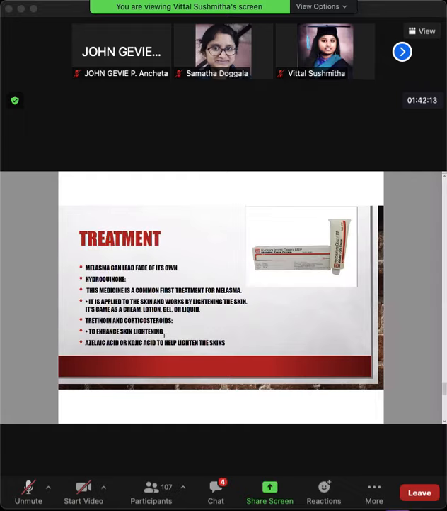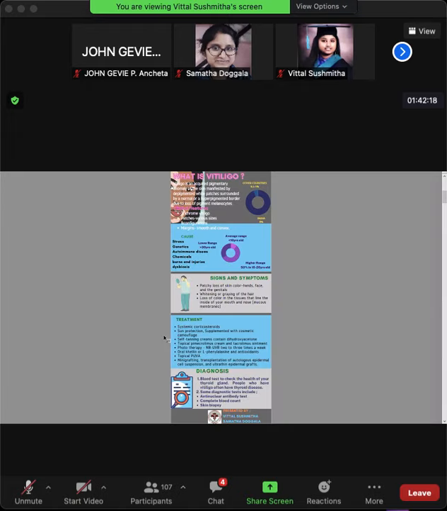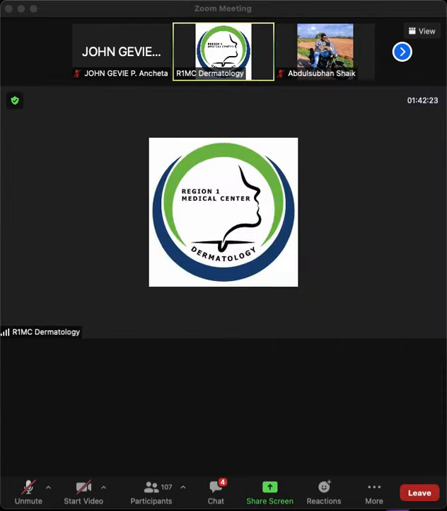So, just the difference between your ochronosis and your melasma. For ochronosis, we have the endogenous type, which is associated with alkaptonuria, and the exogenous type, which is caused by more than 4% hydroquinone solution or therapy. One difference is morphology. You would notice that ochronosis is more well defined as compared with melasma, which is ill defined.